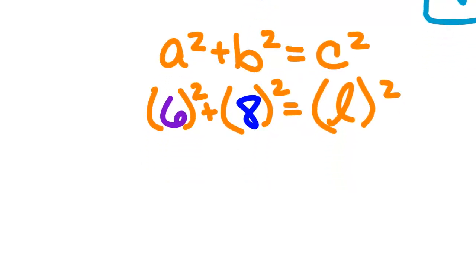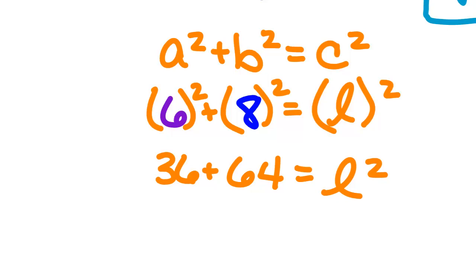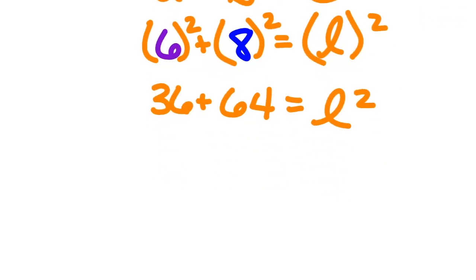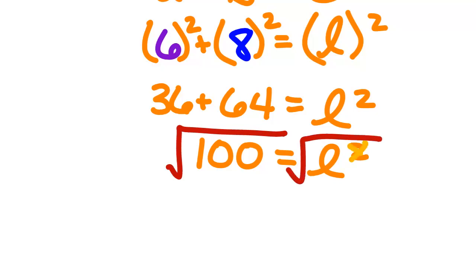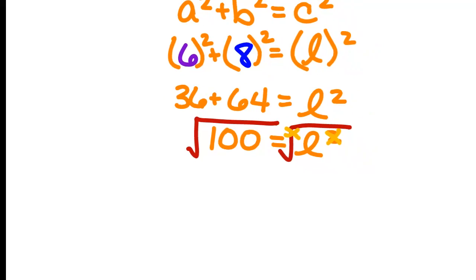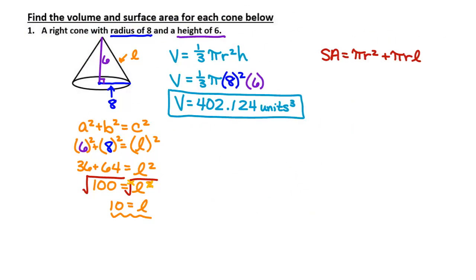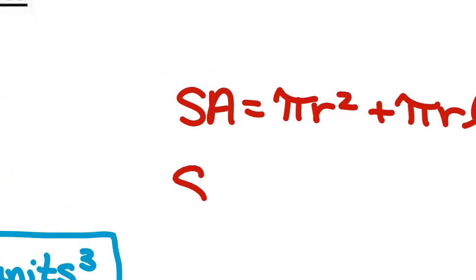What is 6 squared? 36. And 8 squared? 64. 36 plus 64 equals slant height squared. What is 36 plus 64? 100 equals slant height squared. And then we take a square root of both sides so that we can cancel out the squared on our slant height. What is the square root of 100? 10 equals my slant height. Now I have all the pieces that I need for my surface area formula.